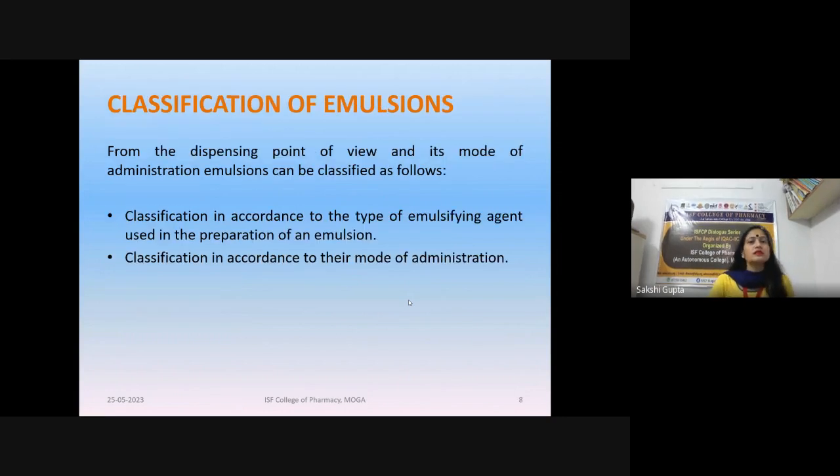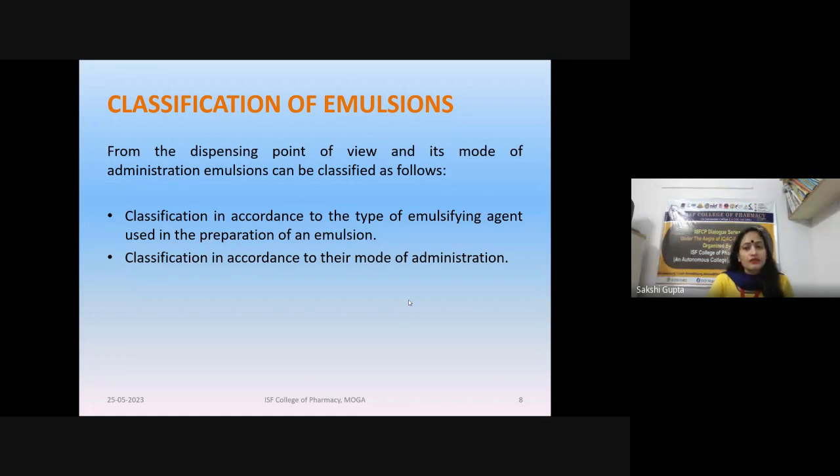So, moving towards the classification of emulsions, the emulsions are classified in accordance to the type of their emulsifying agent used for the preparation and in accordance to their mode of administration. In case of emulsifying agent, we can classify on the basis of emulsifying agent used, like emulsions containing natural gums like gum acacia, gum tragacanth, emulsions containing saponins, emulsions containing soaps, emulsions containing starch, etc.